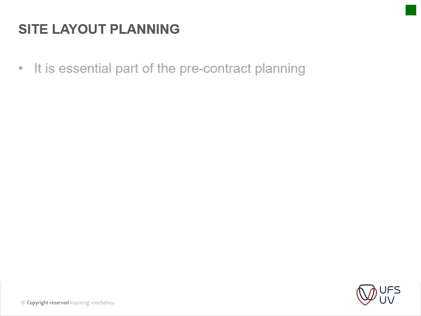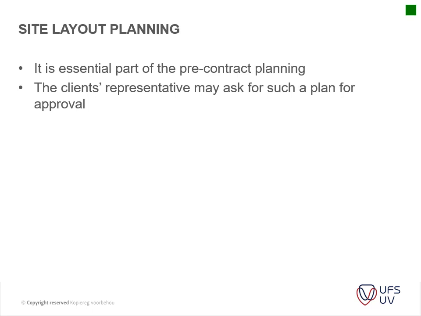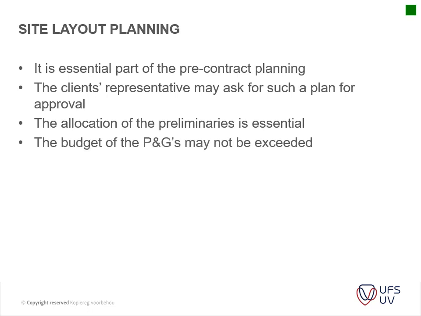Then you've got the site layout planning. It's an essential part of the pre-contract planning. The client's representative may ask for such a plan for approval. Then the allocation of preliminaries is essential. The budget of the P's&G's may not be exceeded.